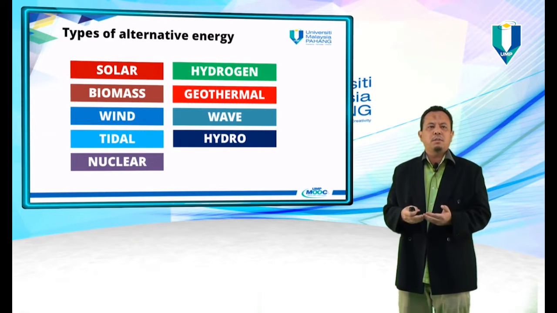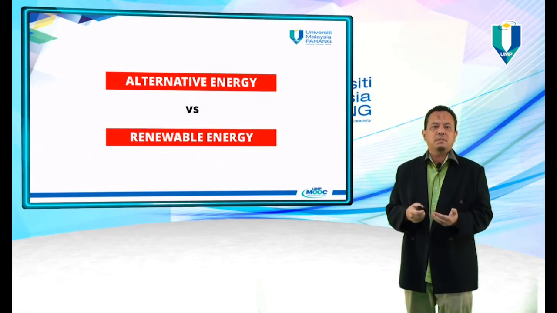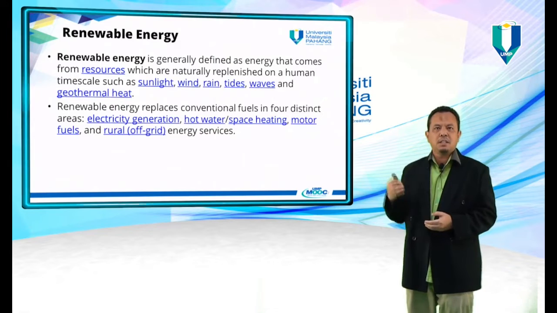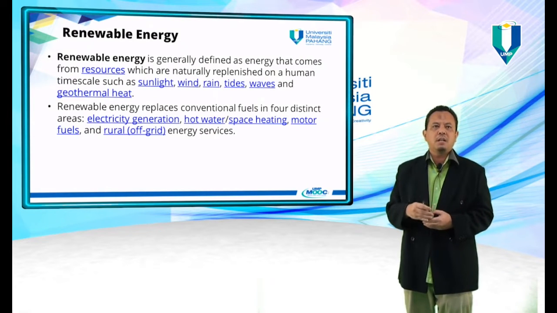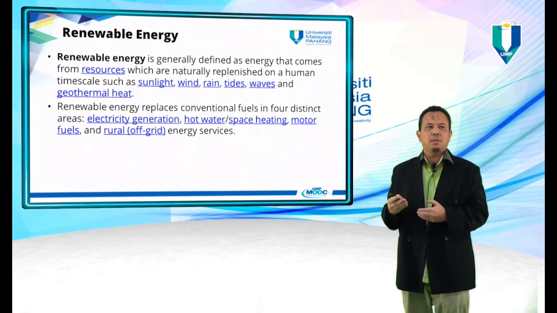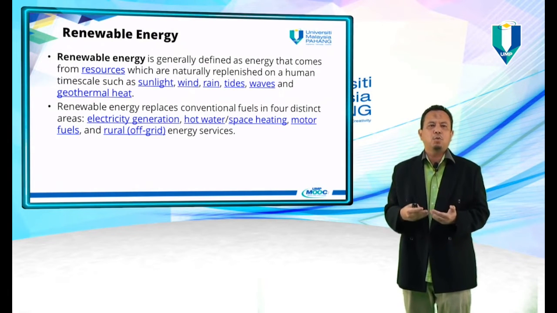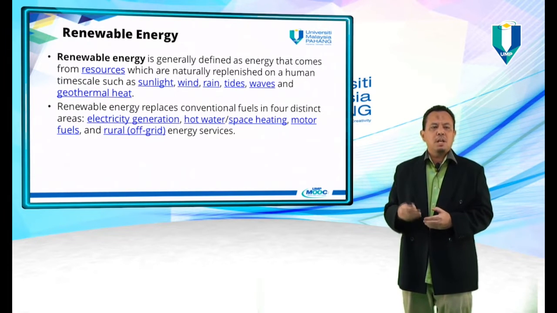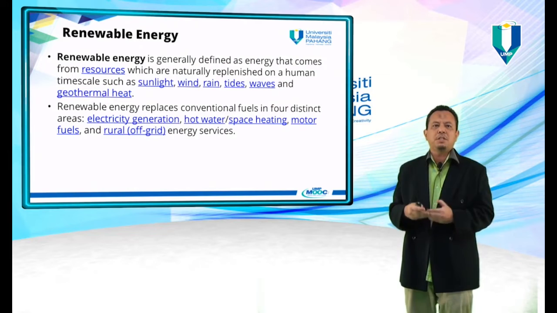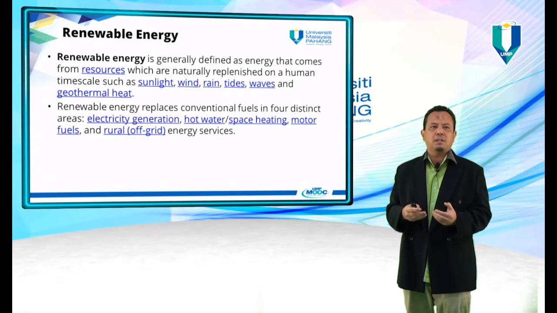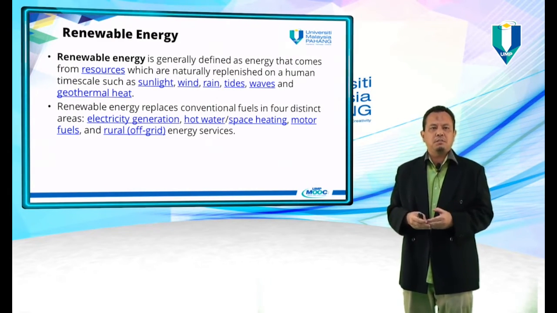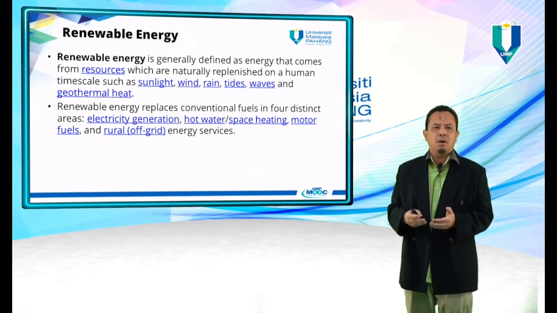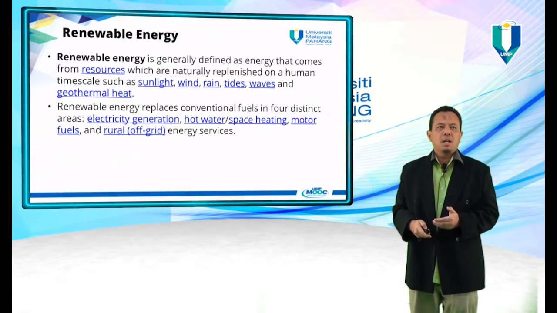In the next slide, we look at alternative energy versus renewable energy. Renewable energy basically is defined as energy that comes from resources which naturally persist on a human time scale, such as sunlight, wind, rain, tides, waves, and geothermal heat. Renewable energy also replaces conventional fuels in four distinct areas, such as electricity generation, hot water, space heating, motor fuels, and rural or off-grid energy services.